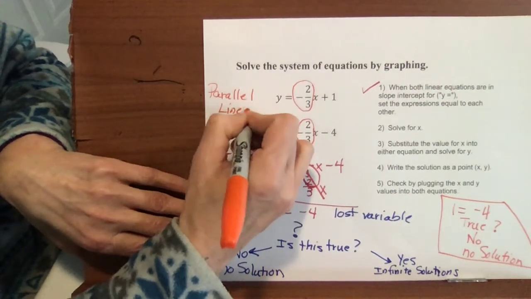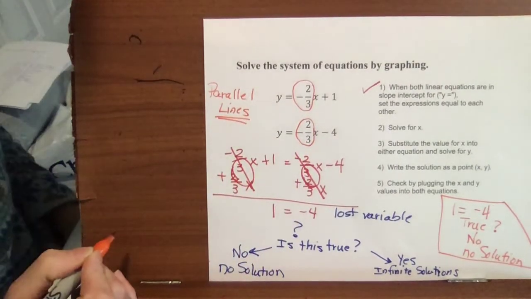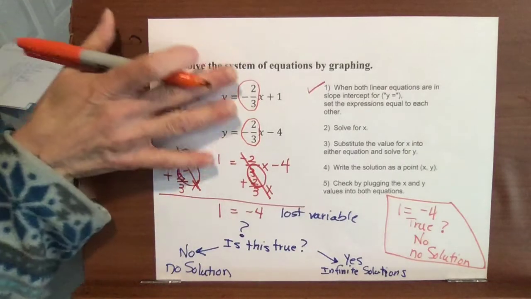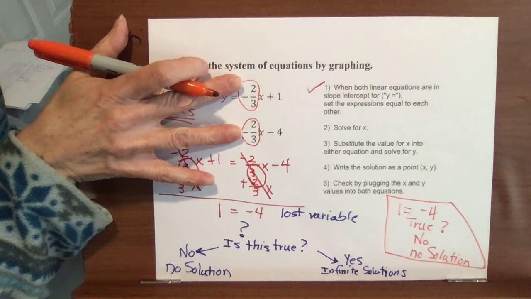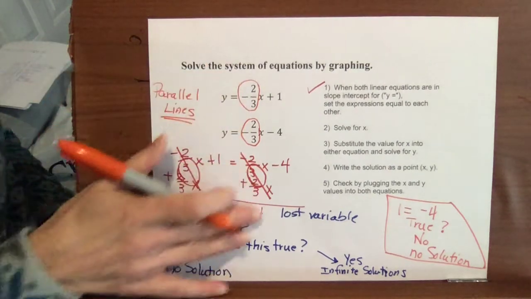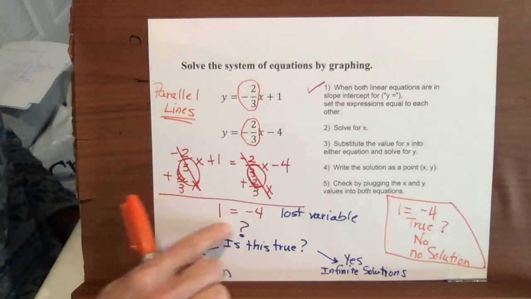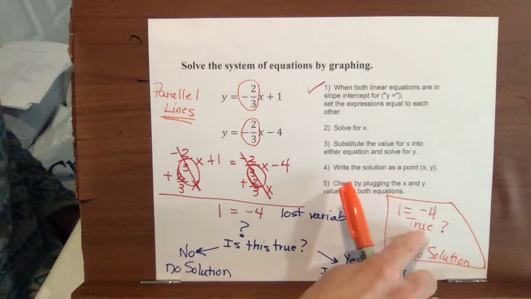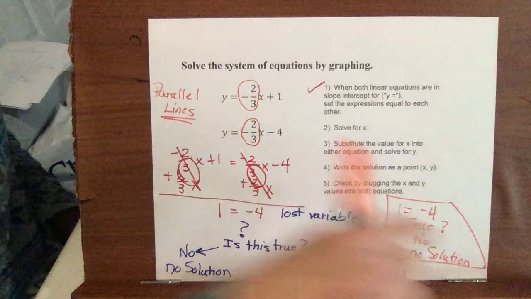And parallel lines, as you know, never intersect. So you would not have an intersection point. So if you don't see this and recognize it right away, then you would go through the motions of solving an equation and get to this point. And then you're going to ask yourself, hey, is this true? And if it's no, there's no solution.